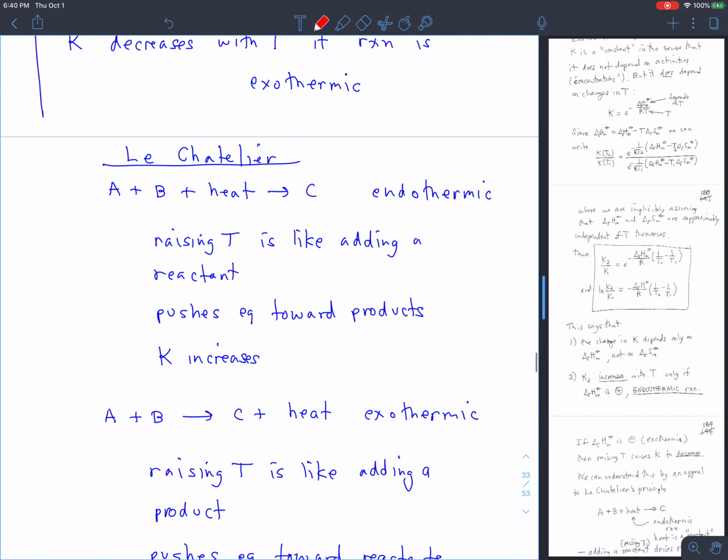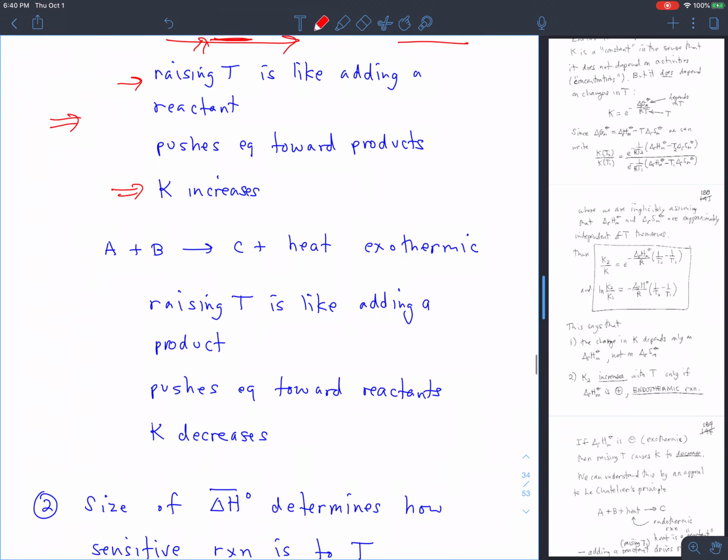We saw that we could rationalize that result not just from the equation itself, but also by Le Chatelier's principle. In the case of an endothermic reaction, heat is something that's absorbed, so it's a product. Raising the temperature amounts to adding heat to the product side. Adding any reactant to the reactant side of a reaction pushes the equilibrium point toward the products. That means an increase in K, and so that makes sense. Also, if it's an exothermic reaction, then heat is something that's produced by the reaction. Raising T then amounts to adding a product to the reaction. That pushes the equilibrium back towards the reactants.